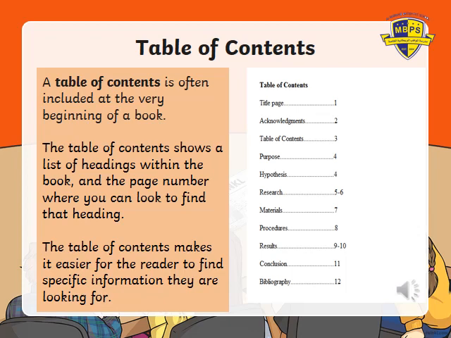What do you think? Yes, I will look into the table of contents, to see which topic I want. I will choose that topic, and then I will see in which page number I can find that topic. I will simply open that page and find the topic. It's very simple.